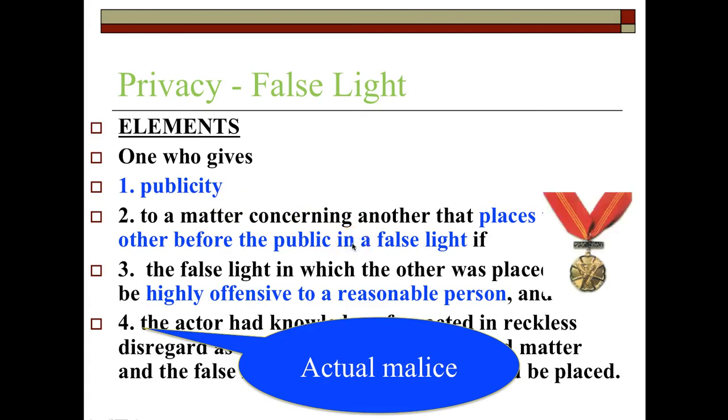What does that mean? An example would be if you wrote a story about someone's military service and you falsely stated they'd won a Medal of Honor. It places them in the public eye in a false way. They are made to appear other than they are, so you would have a false light claim. Once again, it has to be highly offensive to a reasonable person. And the fourth requirement is actually an actual malice requirement.